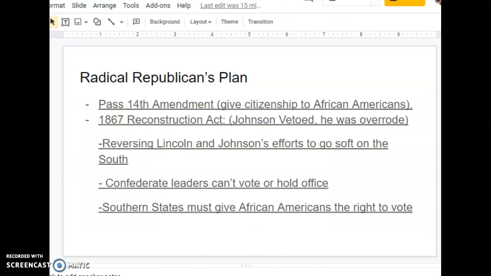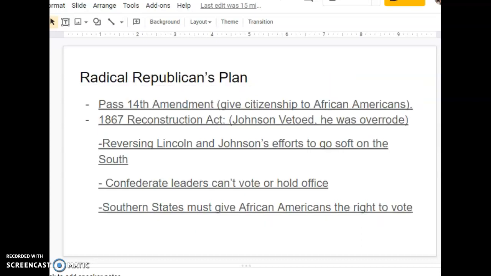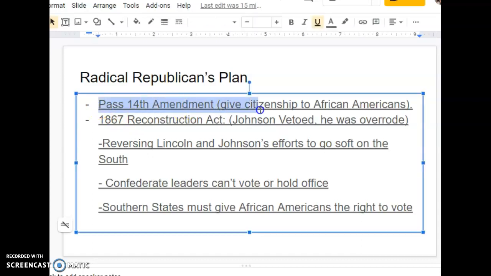So the Radical Republicans plan that you're going to put into this chart, they right away passed the 14th Amendment giving citizenship to African Americans. Andrew Johnson is going to try to fight against that. They passed the 1867 Reconstruction Act that starts to put the army into the South to kind of help keep the peace, if you will. Johnson vetoes that, and they override him anyway. Johnson tries to stop all the things the Radical Republicans are doing.